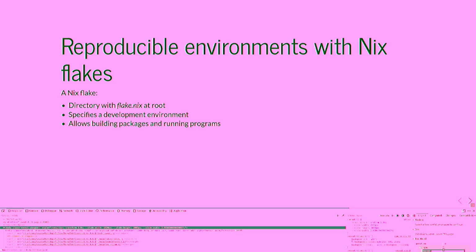So what is a Nix flake? A Nix flake is a directory with a flake.nix file at the root. It specifies a development environment, and it allows building packages and also running programs. I'll show you a flake.nix file in a minute. These files are paired with flake.lock files, the same way UV creates a uv.lock or Poetry creates a poetry.lock file. It locks revision numbers. And these two together can define a reproducible environment.